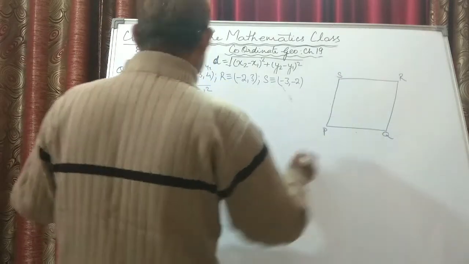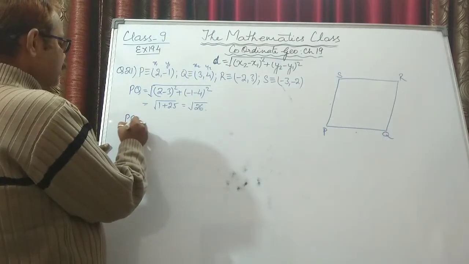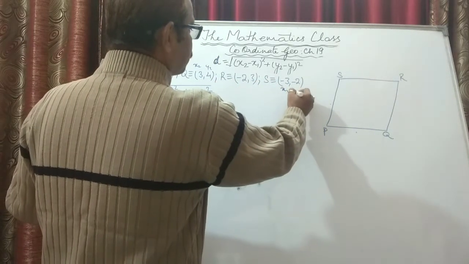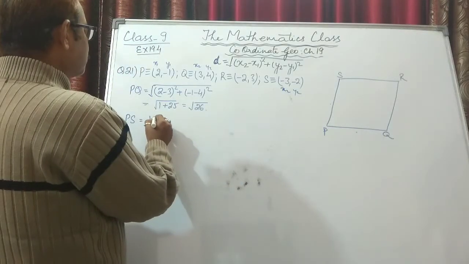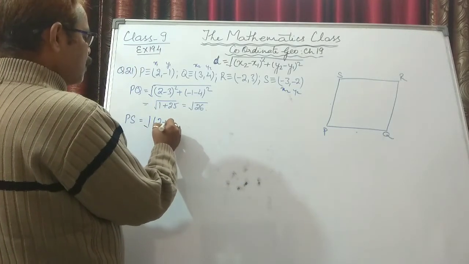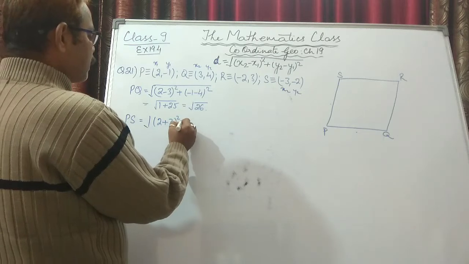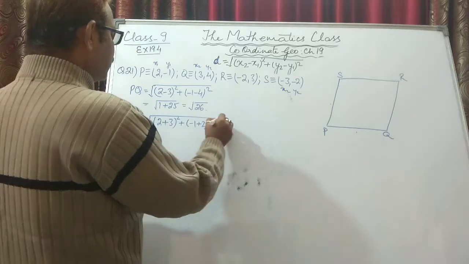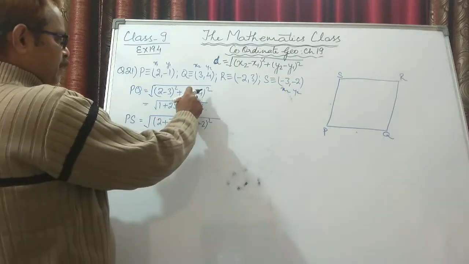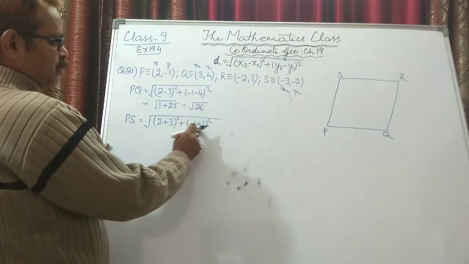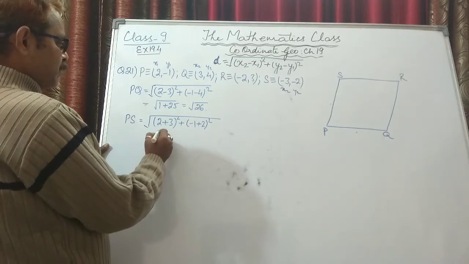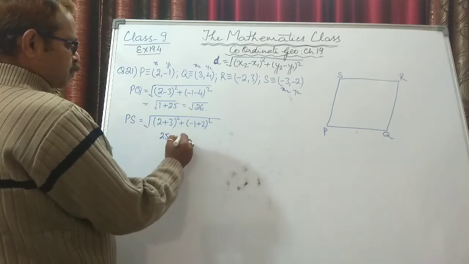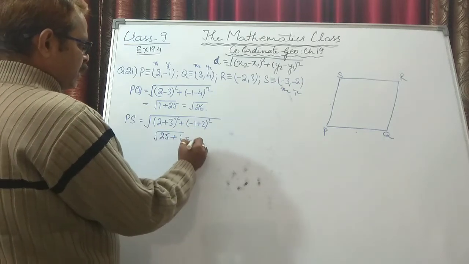Now we are going to find PS because the adjacent side is PS. So P is x1, y1, S will be x2, y2 in the second case. So that will be under root of 2 minus of -3 whole square plus -1 plus 2 whole square. So you can easily make out 2 plus 3 is 5, and here it was 5. Here 2 minus 3 is 1. Here -1 plus 2 is 1. So obviously it will become 5 square is 25, and plus 1 square is 1. So that is under root 26.